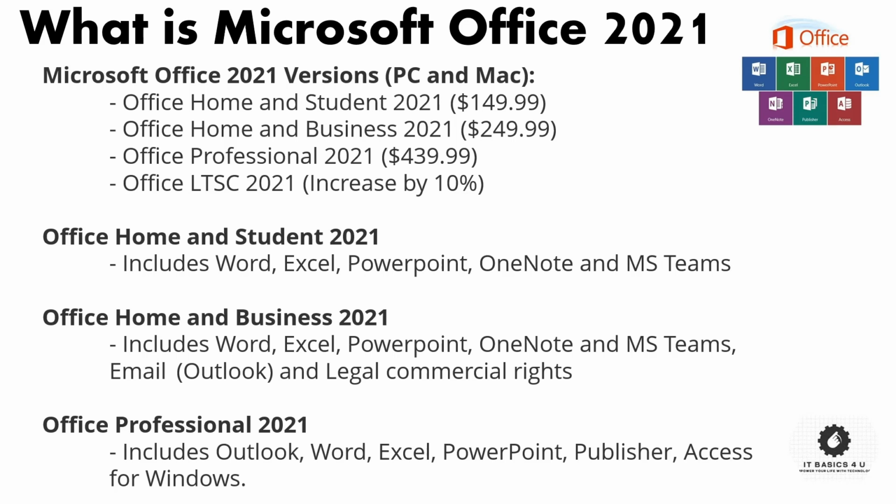It's not a commercialized version. So that's the big difference between home and student and home and business version out there. Now the Microsoft Office LTSC, that is a perpetual license like home and student, home and business, and professional 2021. It's a perpetual license. What it means is you buy it, you deploy it, and then done.